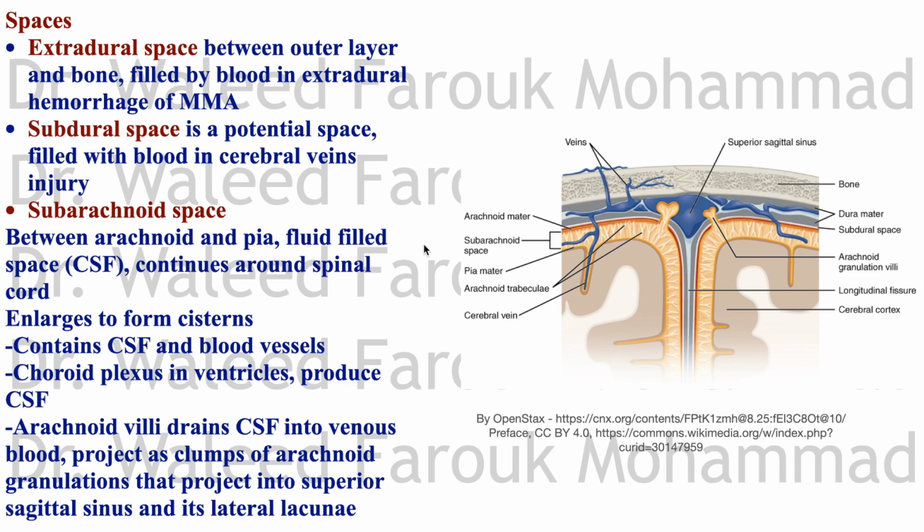Subarachnoid space between the arachnoid and pia, it's filled with CSF and has the blood vessels of the brain running into it. It enlarges to form cisterns, meaning collections of CSF. It has the choroid plexus in the ventricles, and the choroid plexus are responsible for production of CSF. The arachnoid villi mentioned before are responsible for the drainage of CSF into the corresponding dural venous sinuses.